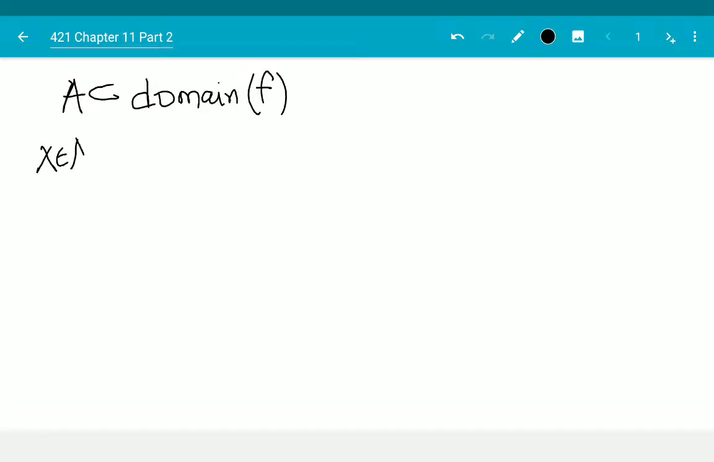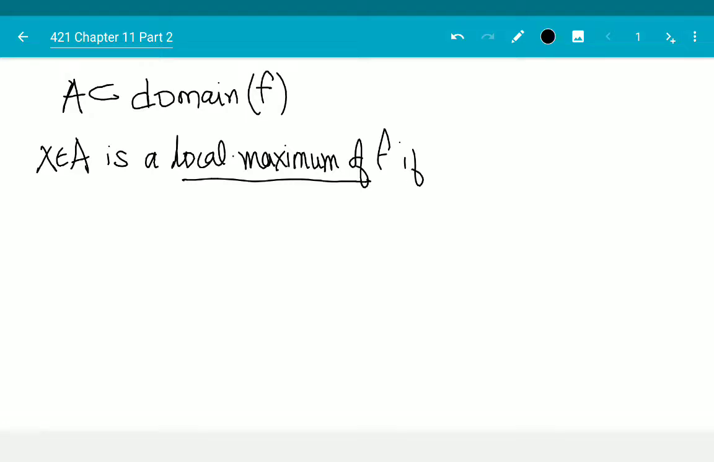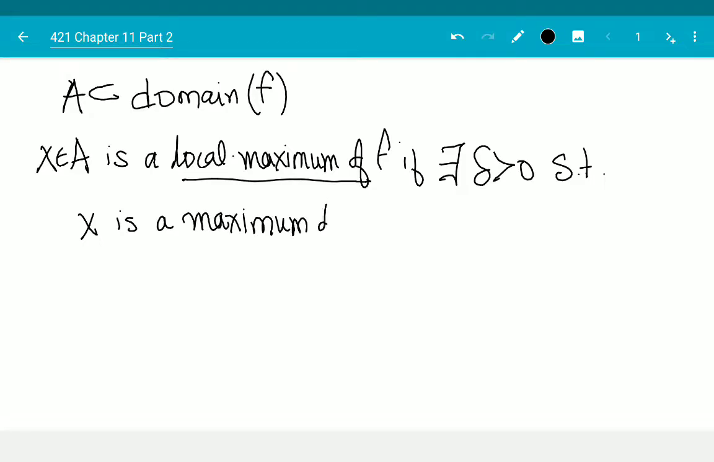Then x in A is called a local maximum of f if there is some neighborhood of x where it is the maximum. That is, if there exists delta greater than 0 such that x is a maximum of f on A intersection (x minus delta, x plus delta).